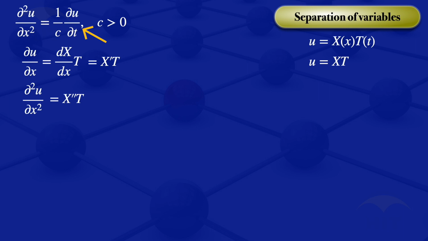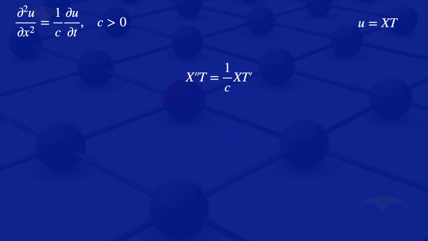In our equation, we also have the partial derivative of u with respect to t. So we differentiate u with respect to t, so that the partial derivative of u with respect to t equals X multiplied by T prime. We now substitute these values into our equation, so that we have X double prime T equals 1 over c multiplied by X multiplied by T prime. So that's the equation that we have now.